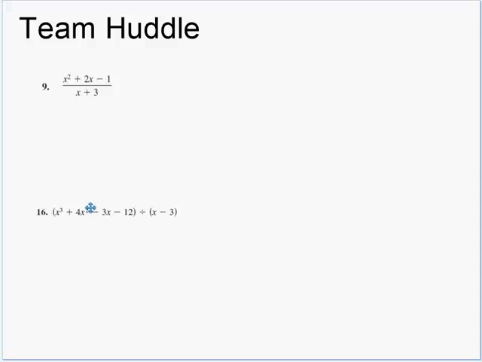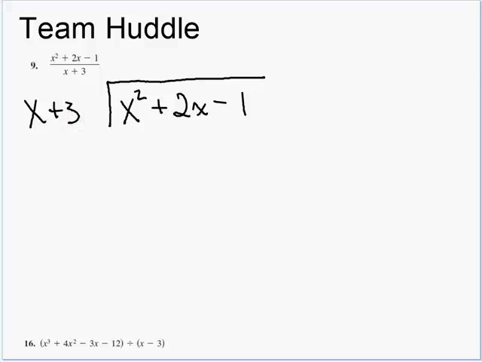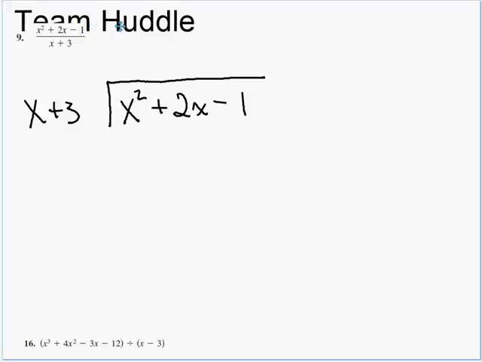All right, let me get this one out of here for now. And we'll rewrite this one a little better for our long division. We are dividing x squared plus 2x minus 1 by our denominator, x plus 3. Okay, let's see how this works out.